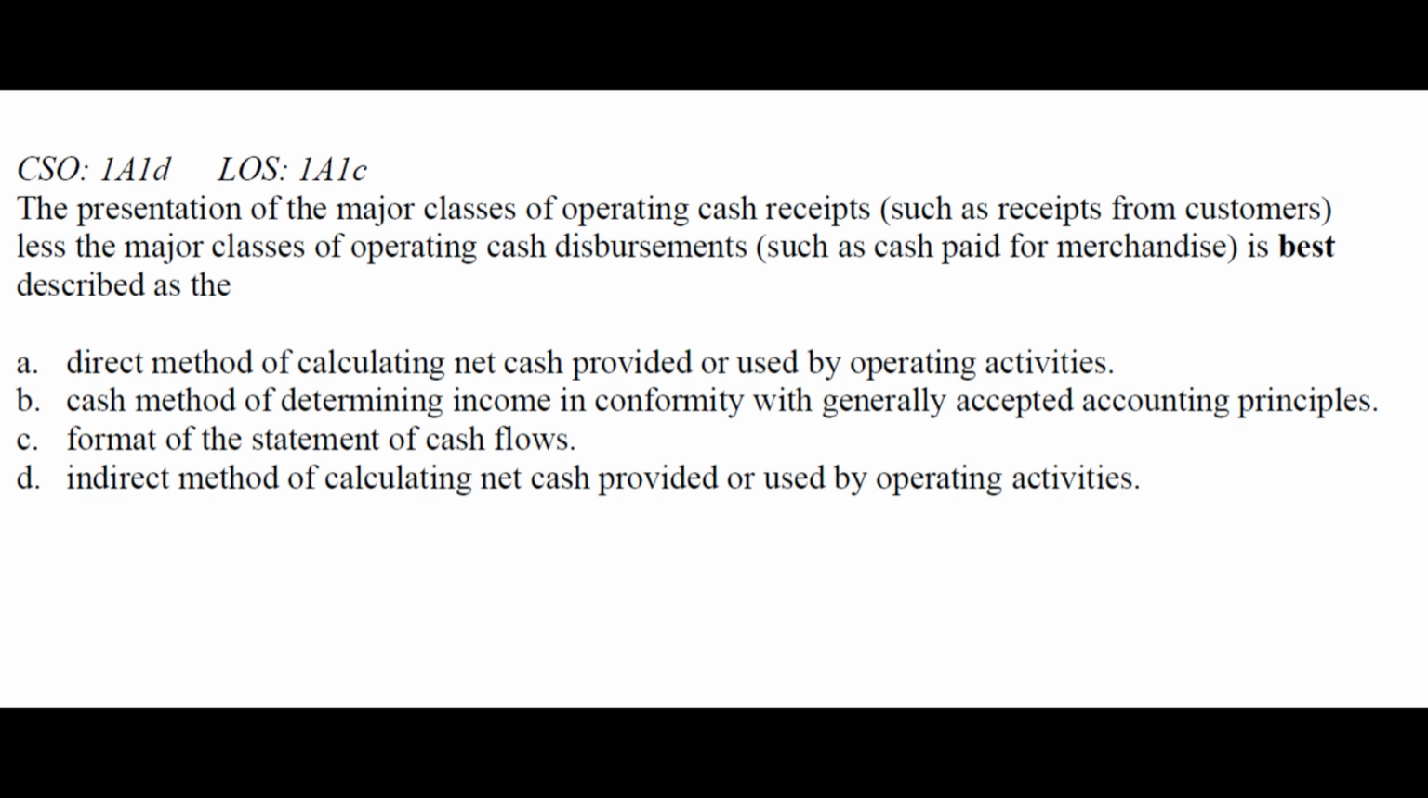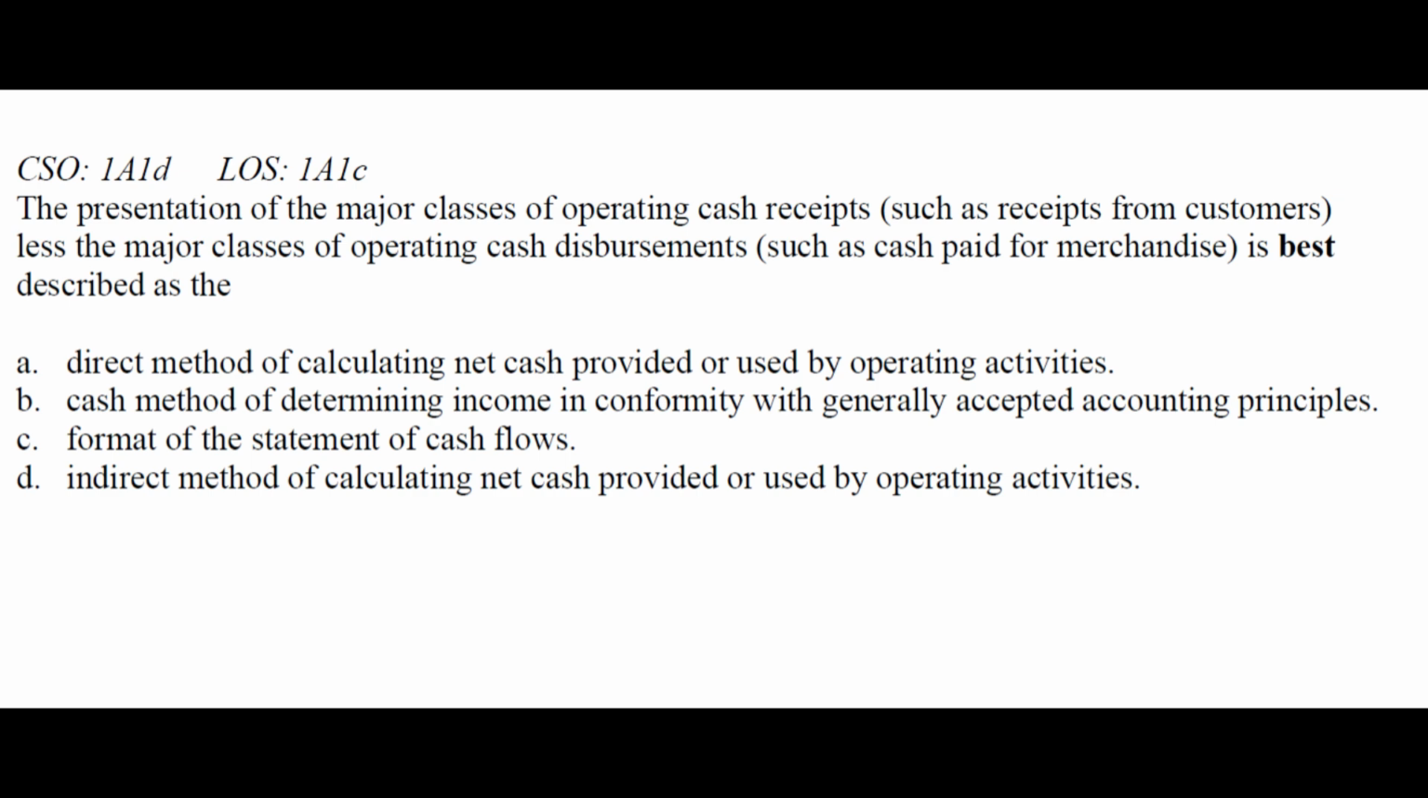The direct method reports cash received from customers, cash paid to suppliers, cash paid to employees, cash paid for interest and taxes, etc. The indirect method starts with net income and adjusts for non-cash expenses, gains/losses, and changes in working capital to derive operating cash flow. The wording of the question clearly matches the direct method.